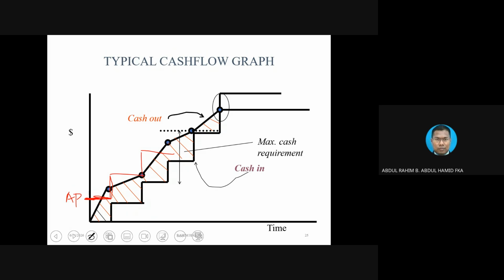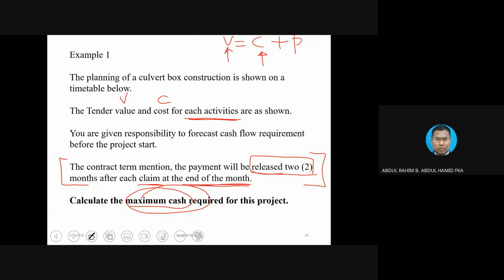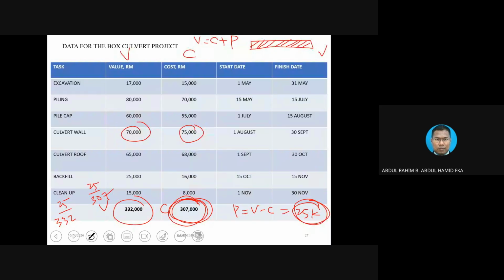Cash out is equivalent to the cost, cash in is equivalent to the value. But if the value does have some kind of deduction, such as advance payment deduction or retention fund, then you have to take it into account. But in our case, it does not mention anything other than the payment being a little bit late. Okay, now we can do the rest of the calculation.